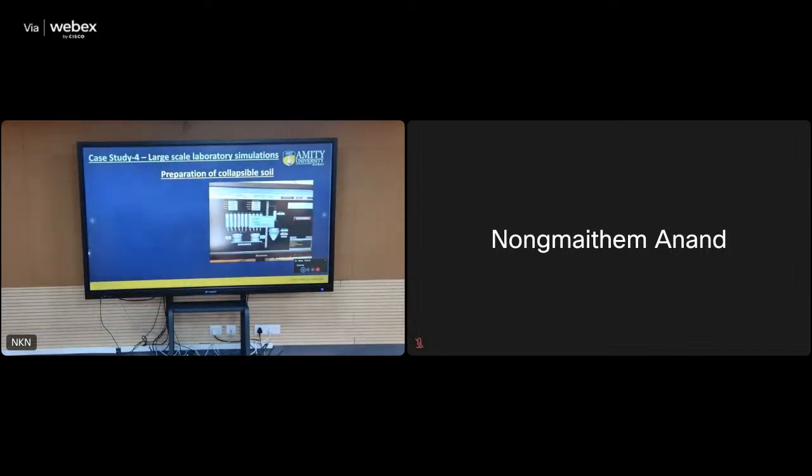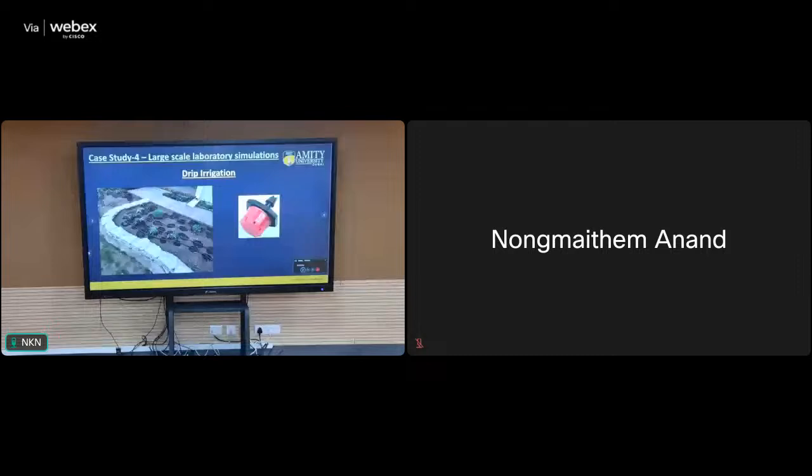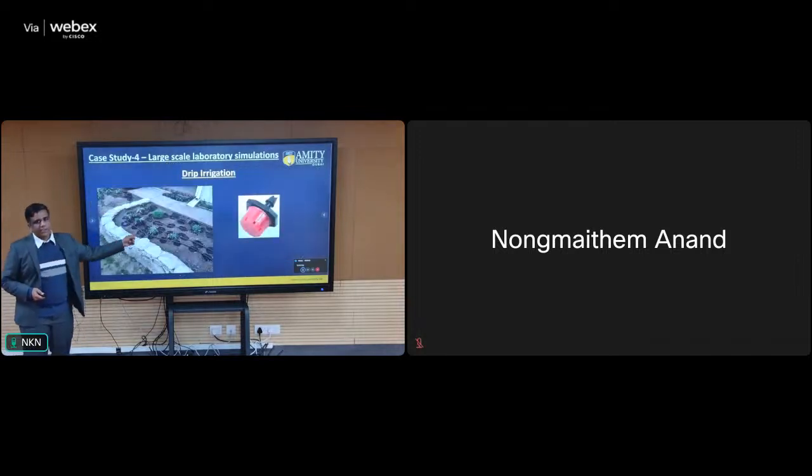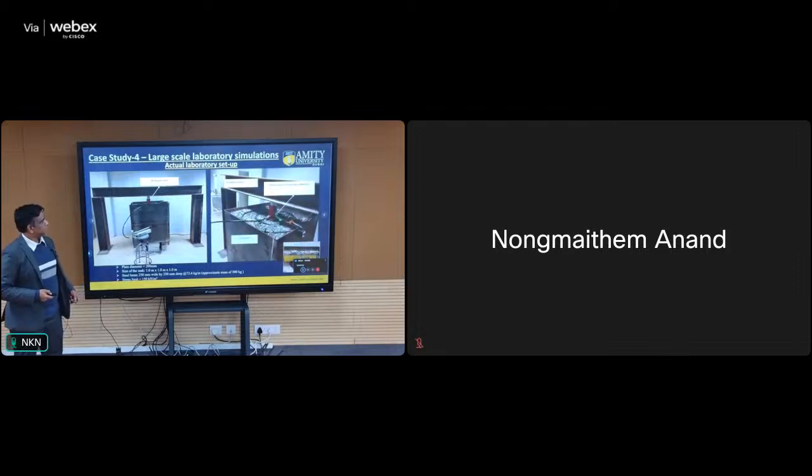I'll try to show you. As I told you, in one of the projects the damage is because of the water that is dripping into the ground, so we did a plate load test, which we would normally do at the site, but we did it on a large scale in the lab in a 1 meter by 1 meter by 1 meter tank. Whatever the dripping mechanism used at the site, the same thing has been simulated here in the lab.